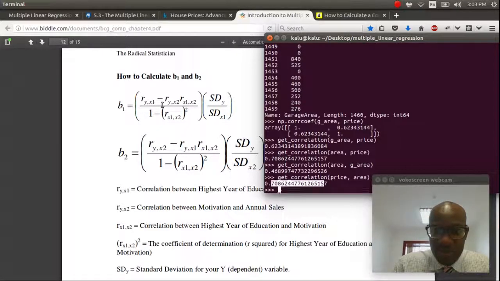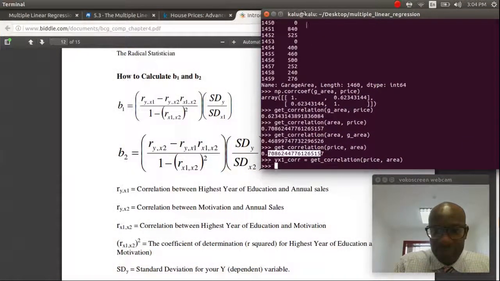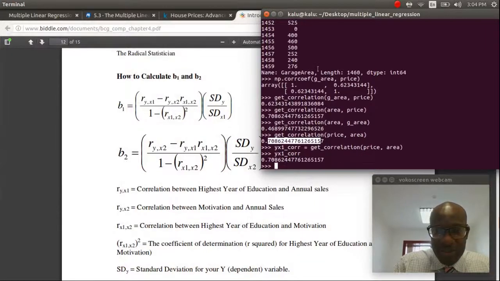So let's call that y x1 correlation equals get correlation price and area. And there it is, the yx1 correlation is this. And now we need to get the correlation between our y and our x2. So we're going to write that yx2 correlation equals get correlation.